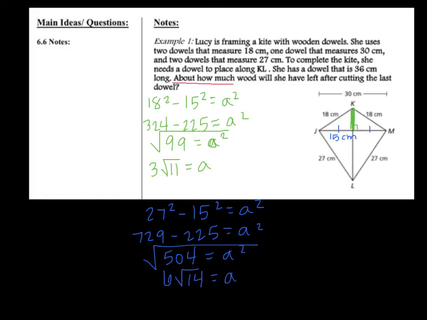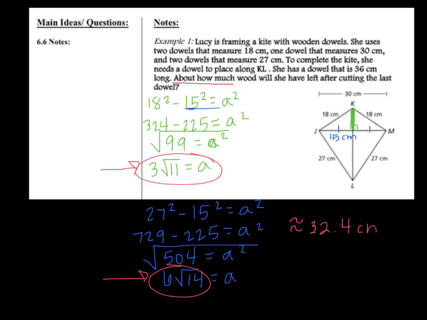Now, you wouldn't have to do that. You could have just taken the square root of 99 and added it to the square root of 504 on your calculator to get your approximation, but I know that some of you are still struggling with simplifying your roots, so I wanted to show you that. So now I'm taking 3 square roots of 11 and 6 square roots of 14 in my calculator, and adding those together. And when I do that, I'm getting approximately 32.4 centimeters.